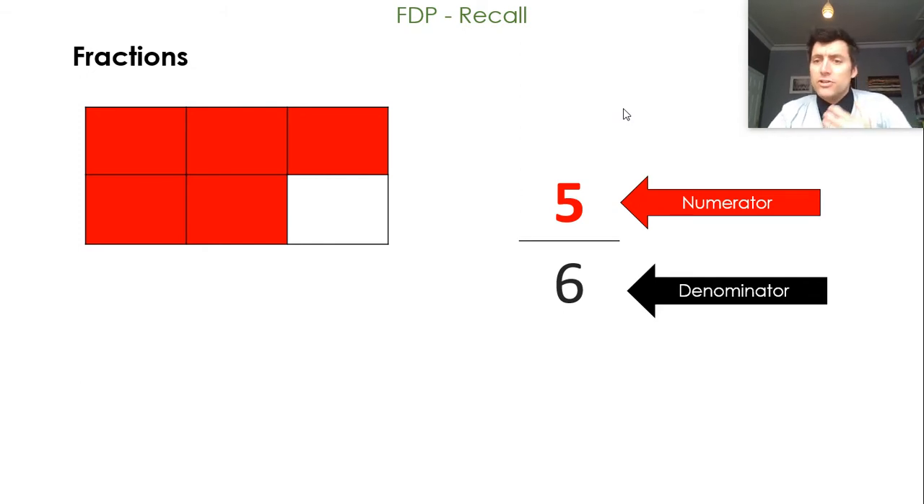Just remember, numerator, N on top; denominator, down below. Okay, so our whole is split into our 6 equal parts. The parts that we've shaded are the 5 red parts, which is our numerator. Okay, so that's just to remind you some real basics.